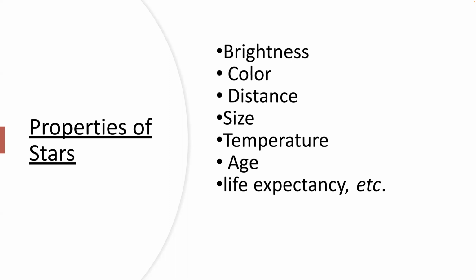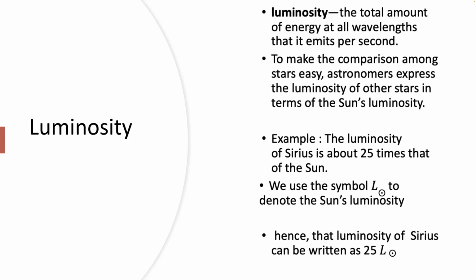So let's look at these properties one by one. And first, I am going to start with the luminosity, because the luminosity is something that is connected with the brightness always, right? The luminosity is defined as the total amount of energy at all wavelengths that it emits per second. Now, within 1 second, the amount of energy that is emitted is normally defined as the luminosity, right? So that's the definition, right?